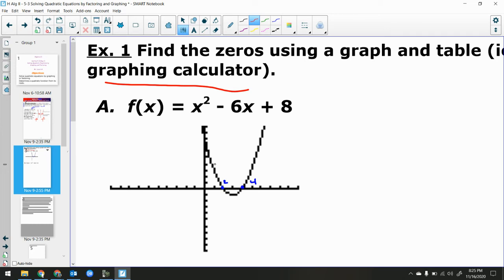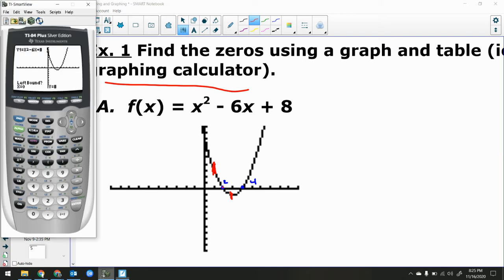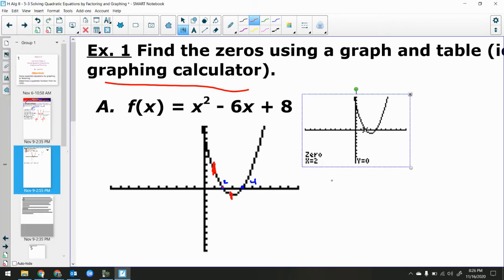You're going to put the cursor somewhere to the left of this first 0, and then hit enter. You're going to put the cursor somewhere to the right of that first 0, hit enter, and then it wants you to guess somewhere close to it to find a value. So you're going to hit your left bound. See, do you see my cursor coming along here? So I'm going to stop just before the 0. I'm going to go just after it, hit enter, and I'm going to guess somewhere in the middle. And I was correct. It's at 2, 0.